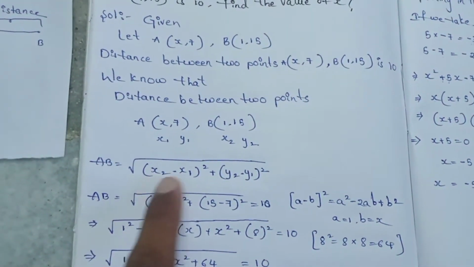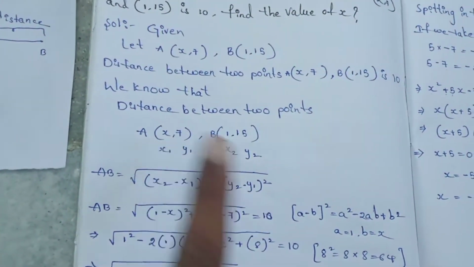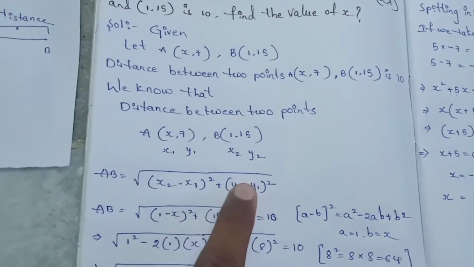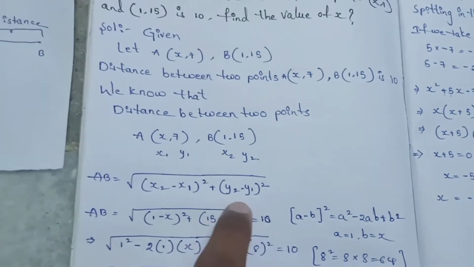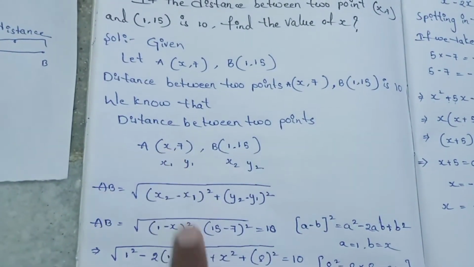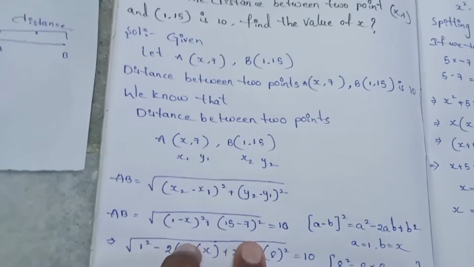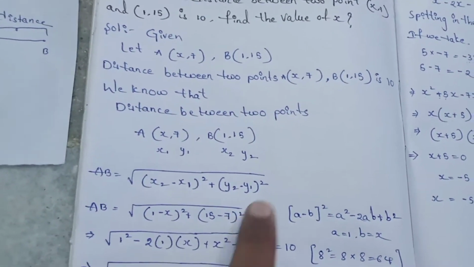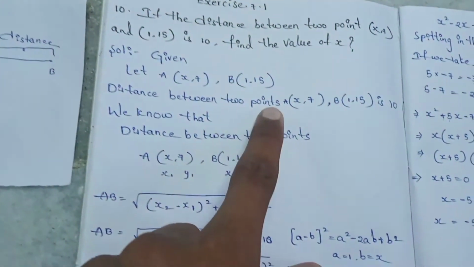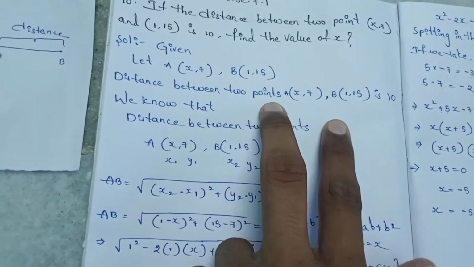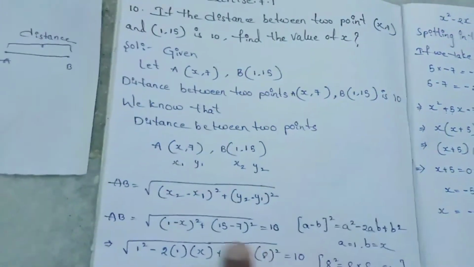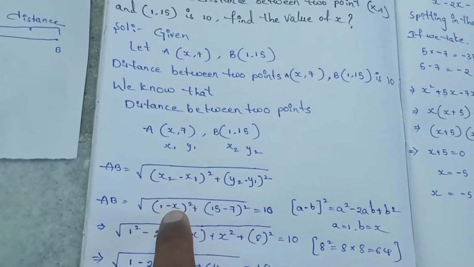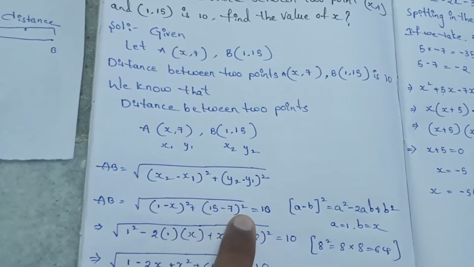AB is equal to, what is x2 here, 1. x1 is x. Now x2 minus x1 is nothing but 1 minus x whole square, plus y2 is 15, y1 is 7, y2 minus y1 is nothing but 15 minus 7 whole square, and this is equal to 10. Why have I taken 10 here? Because what is given here is the distance between 2 points, and that distance is 10. So I take root of 1 minus x whole square plus 15 minus 7 whole square is equal to 10.